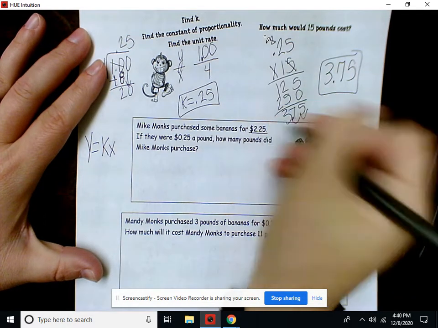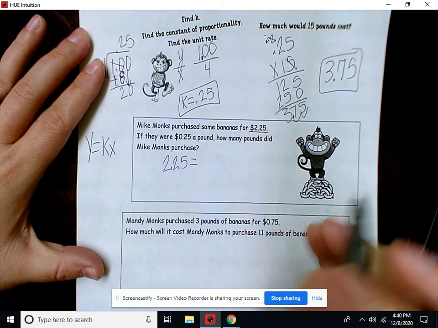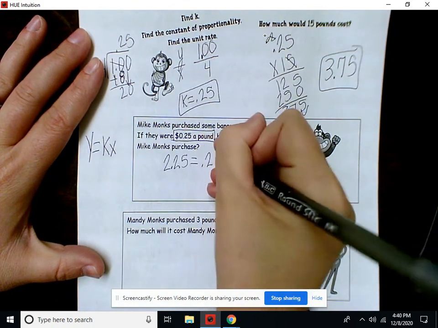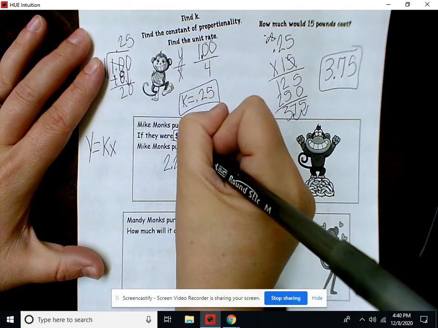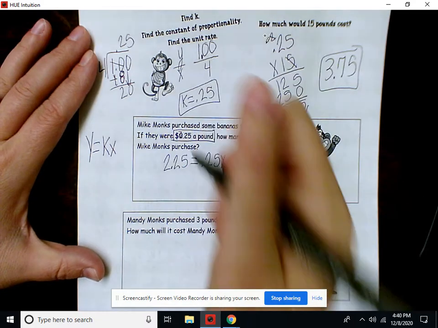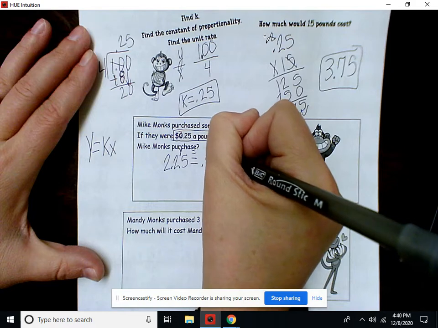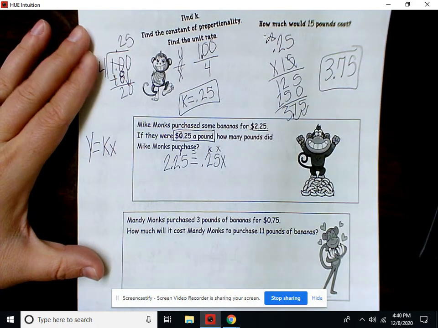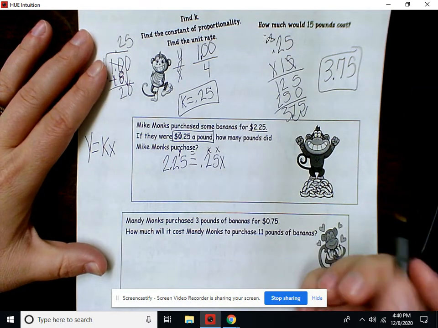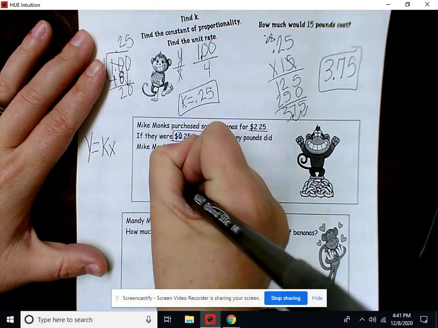Okay, so our $2.25 is our total. Okay, and it's 25 cents a pound. We don't know how many pounds, so we're going to have that next to x. I dropped the 0 because we don't really need that. Okay, so this is in the form of y equals kx. Y is our 2.25, K is our 25 cents, and then x is x. So it's like a one-step equation. So this is multiplication, so the opposite is division. We're going to divide by 25 cents on both sides.